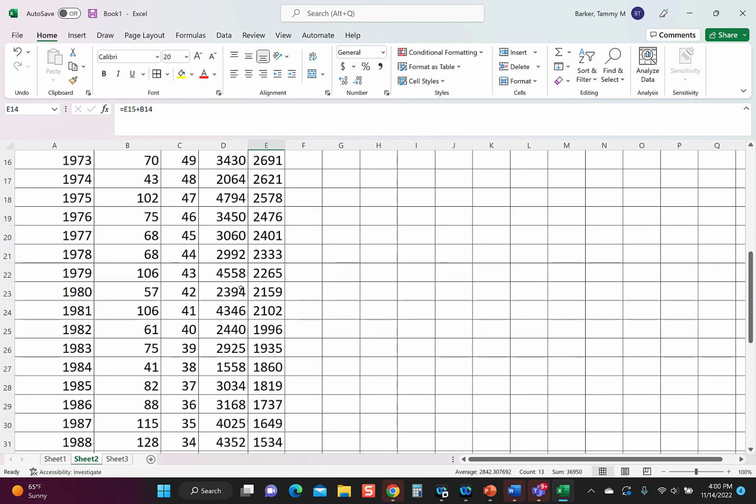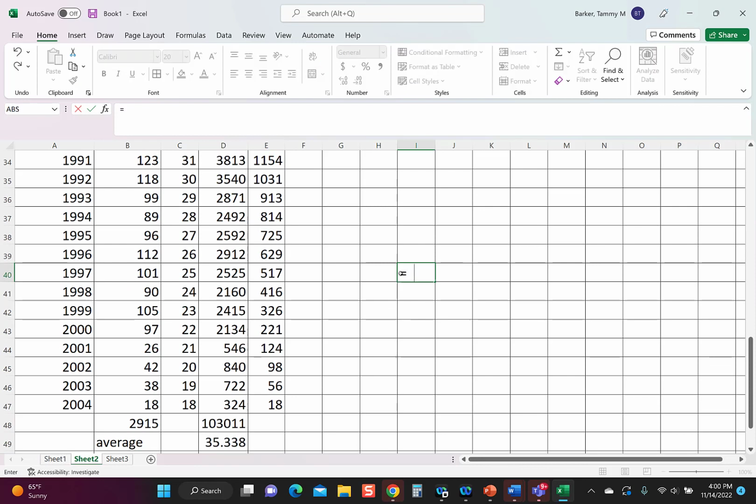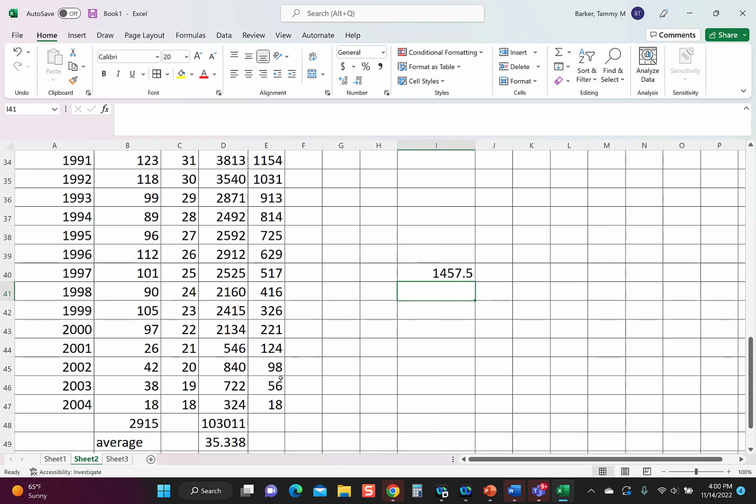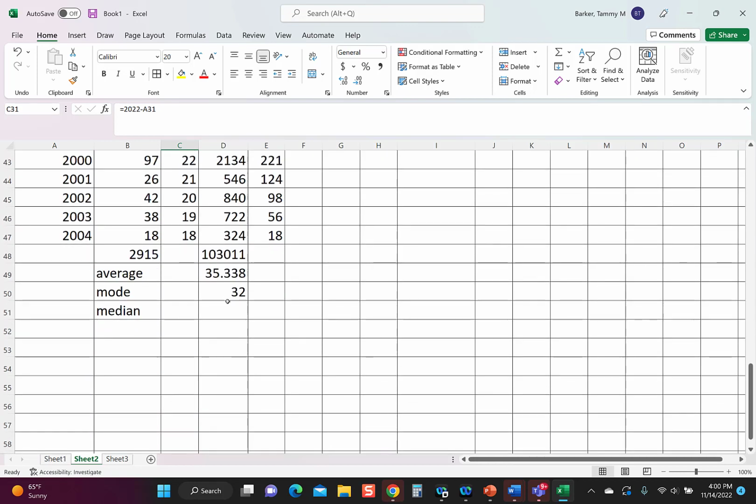Notice I have 2915, just like I had 2915 here. So I'm going to hit equals 2915, divide by 2 to say, where am I looking? I'm looking for the 1458th person. I can see 1458 would occur somewhere in here, which says that person is 34. So I have 3 different ways to tell me what the average age was.